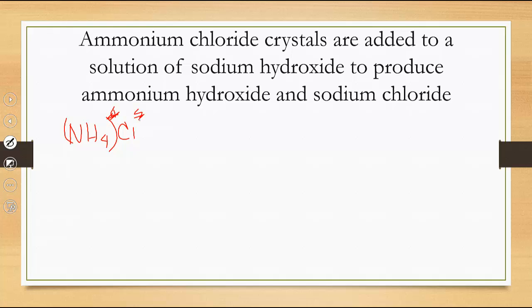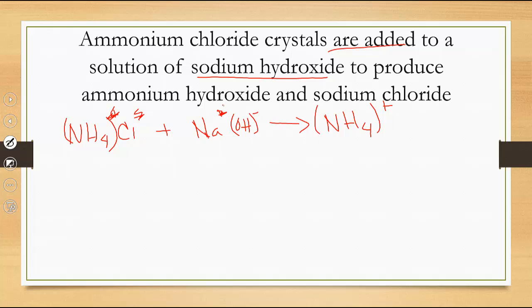Are added, so I get the plus sign, to a solution of sodium hydroxide. Na is sodium with a +1 charge. OH is a -1 charge, to produce ammonium with a +1. These cancel out, by the way. I didn't comment on that. Hydroxide is a -1, so that cancels each other out. And plus sodium chloride, +1, -1. And those can cancel out.